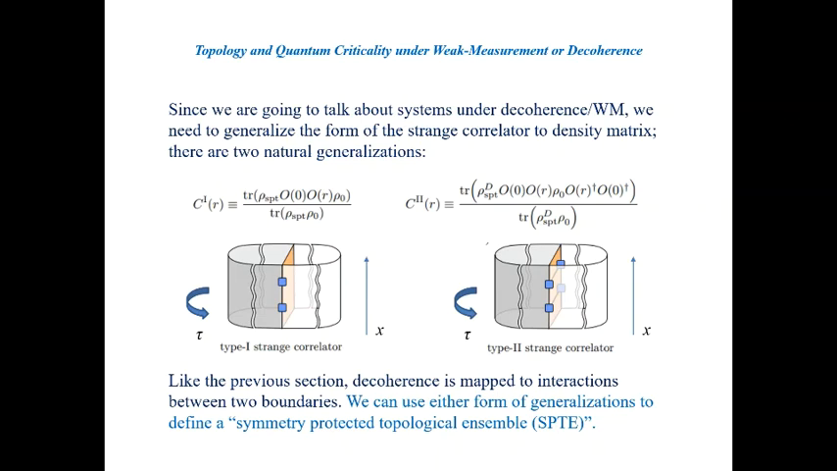Because this is a density matrix, there are two boundaries in the time direction, but this O operator is inserted only at one boundary. Then there is a type two strain correlator, where we insert the O operator at both boundaries. We call the first a type one strain correlator, which is related to the string operator, and this is a type two strain correlator, which is something different.